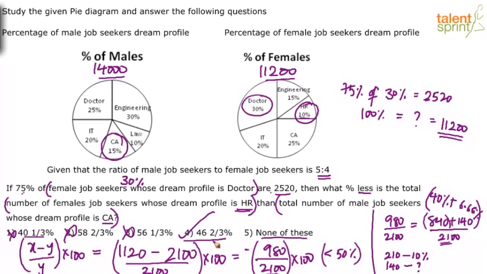First, you have to find out what is 75% of 30% equivalent to 2520. So what is 100%? Based on that 100%, you have to find out the total number of males. Then you have to take 15% of males. You have to take 10% of females. And again, then you have to go for (x minus y) by y into 100, which involves 2-3 calculations.